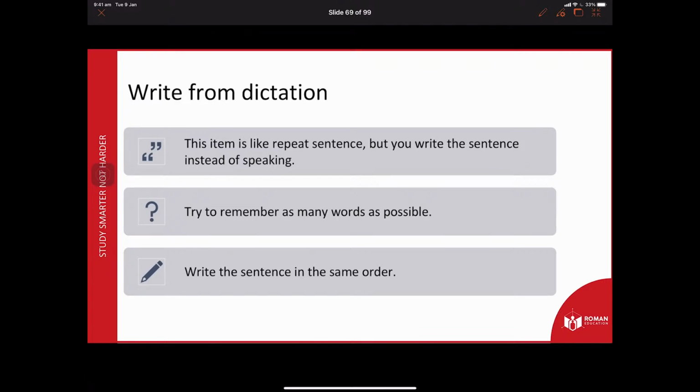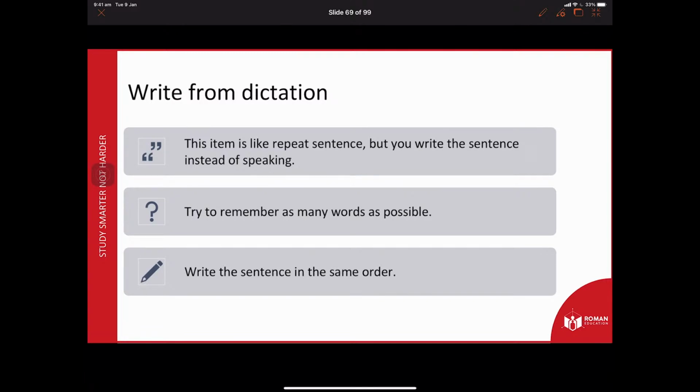Now, regarding the question type itself, this question is very similar to Repeat Sentence. If you're just getting started with PTE and you have no idea what Repeat Sentence is, this is a question which is asked in the speaking section where you hear a sentence and you have to repeat it after the speaker. And in Write from Dictation, rather than saying it, you write it on your computer screen. And while writing this sentence, you have to make sure that you write exactly what you hear.